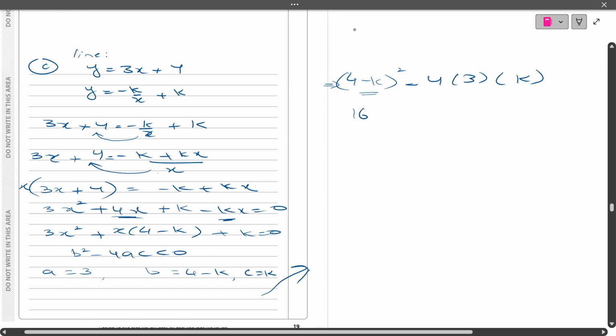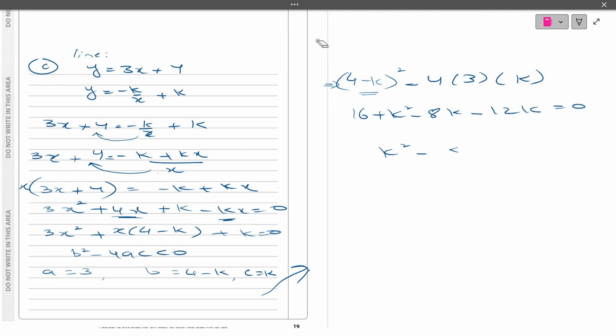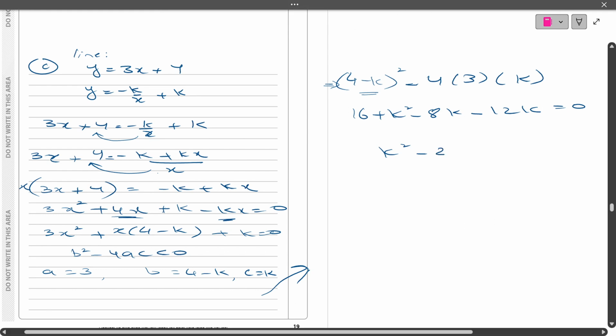Expand the bracket, so this would be 16 plus k squared minus 8k, negative 12k, and k squared. Let's find the critical value, put it equal to 0. 8k minus 12k is negative 20k, plus 16 equals 0. So can I factorize it? I have product 16. 4 fours are 16, 8 times 2, no. 1 and 16, no. So factorization is not working here.